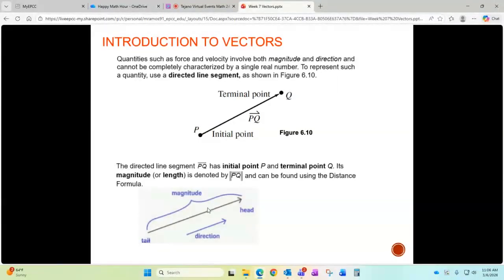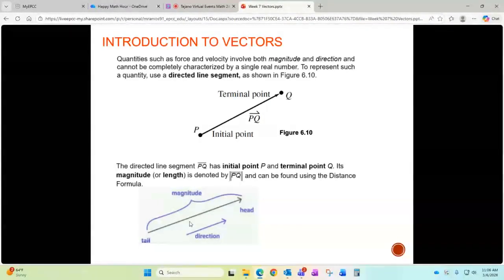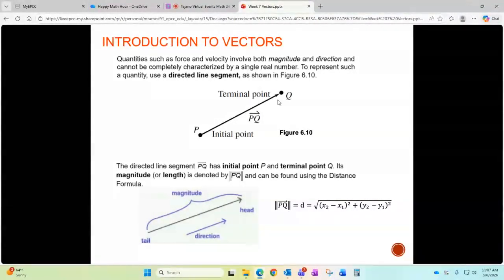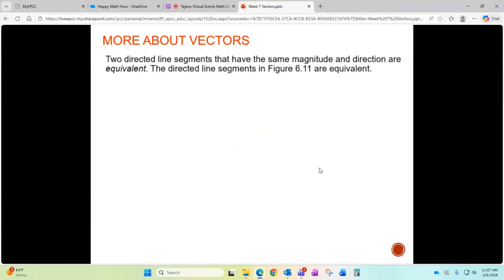Looking at it again, some more terminology. Here's a vector. Another name for the initial point is the tail. It ends at the head. The direction that it's going is important, shown with the arrow. And the magnitude is this length. Like I was mentioning before, you've used the distance formula, the distance between 2 points. We can use that here as well to find the magnitude or the length of a vector.